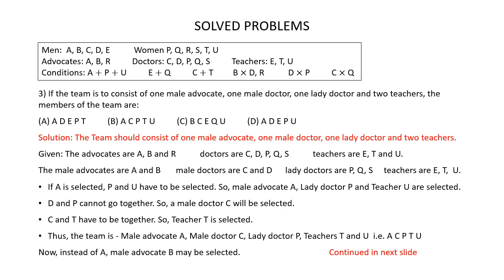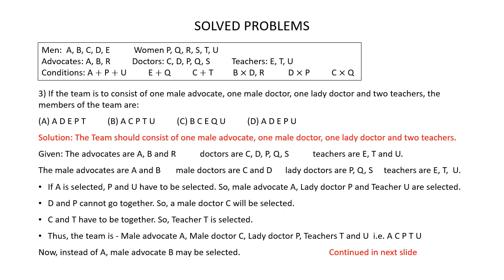So now the team should consist of one male advocate. Now we know that the male advocates are A and B. So either A or B can be selected for the team. Now let's suppose that A is selected. Now, according to the given condition, we know that A, P and U have to be together. So, if A is selected, P and U also have to be selected. So, male advocate A, lady doctor P and teacher U are selected.